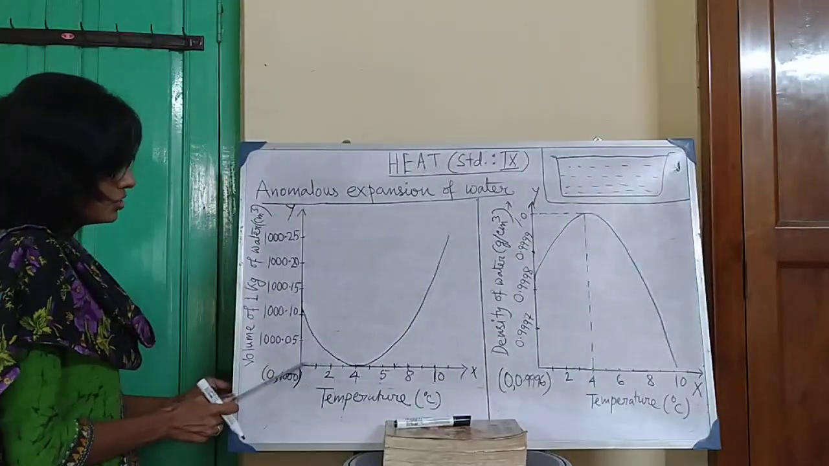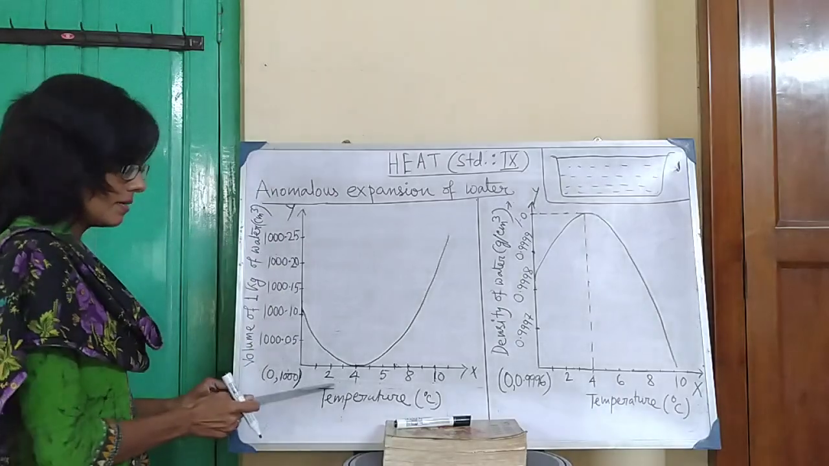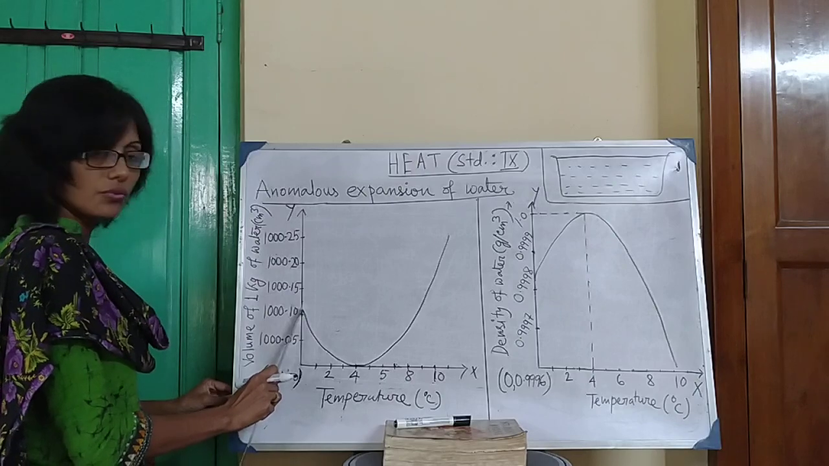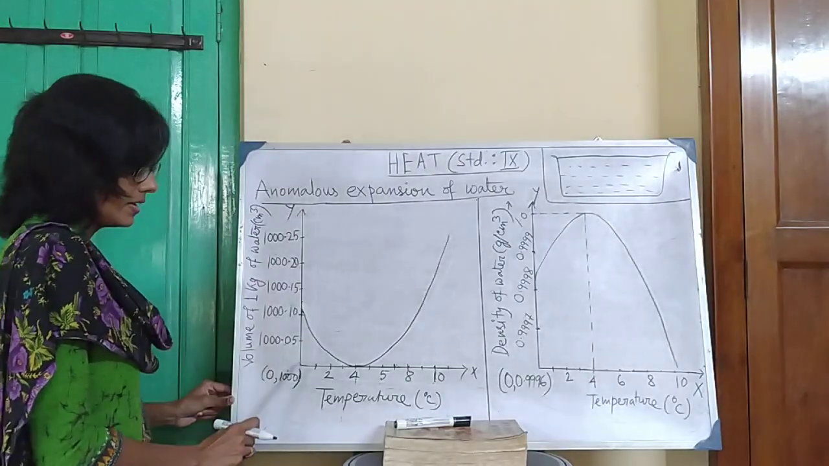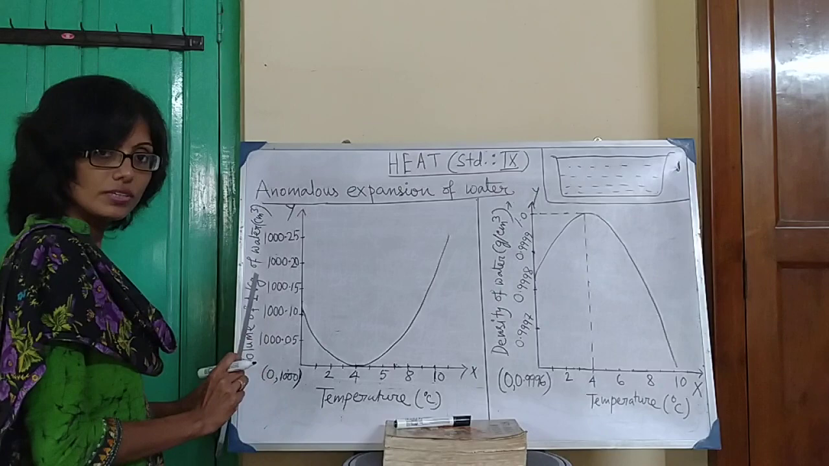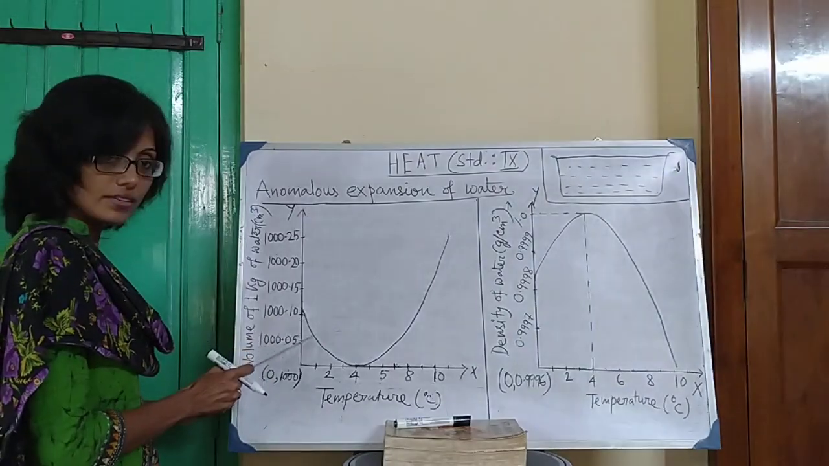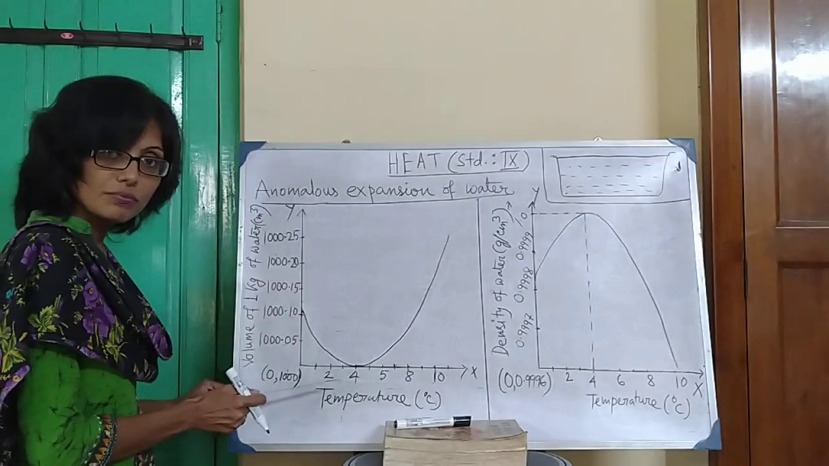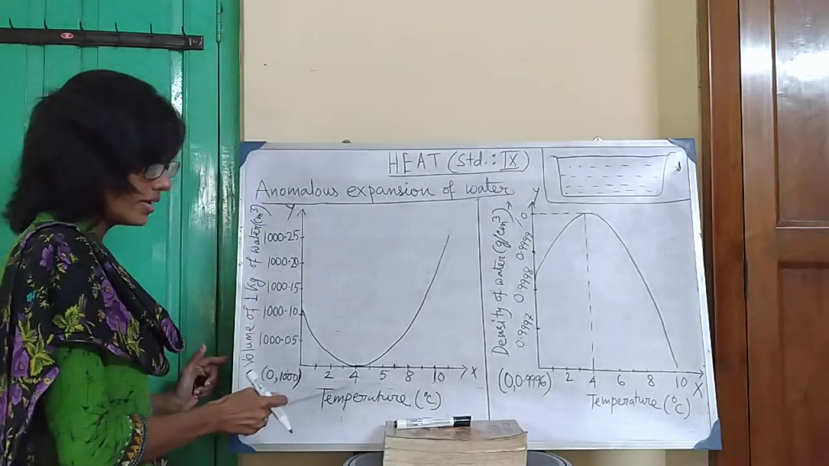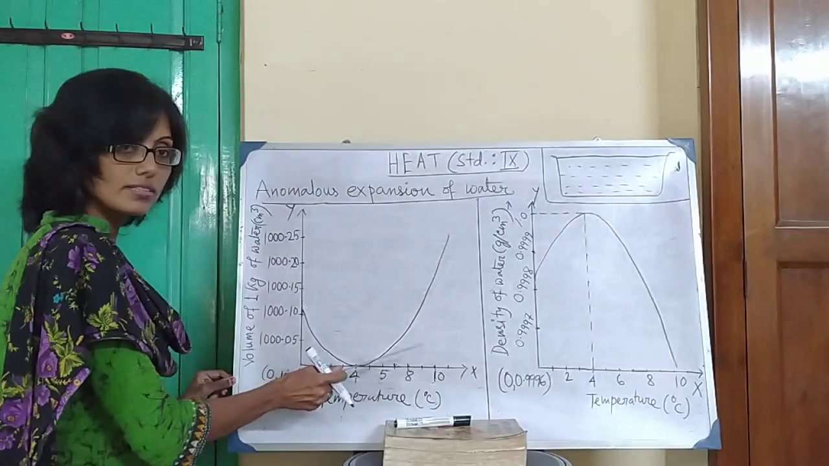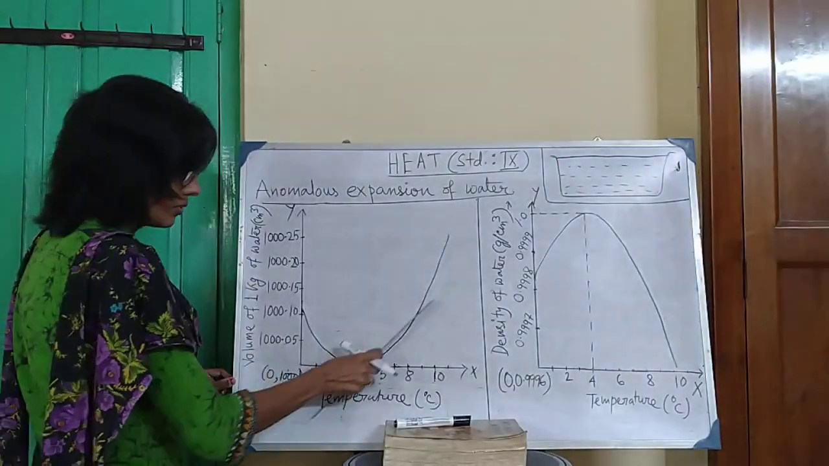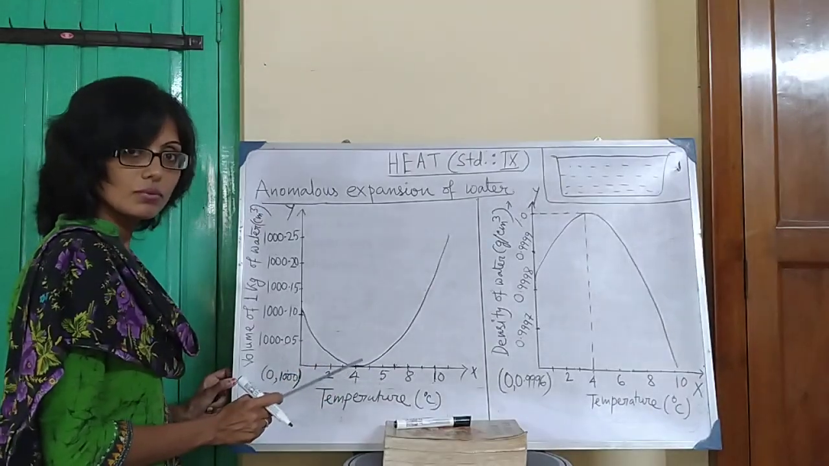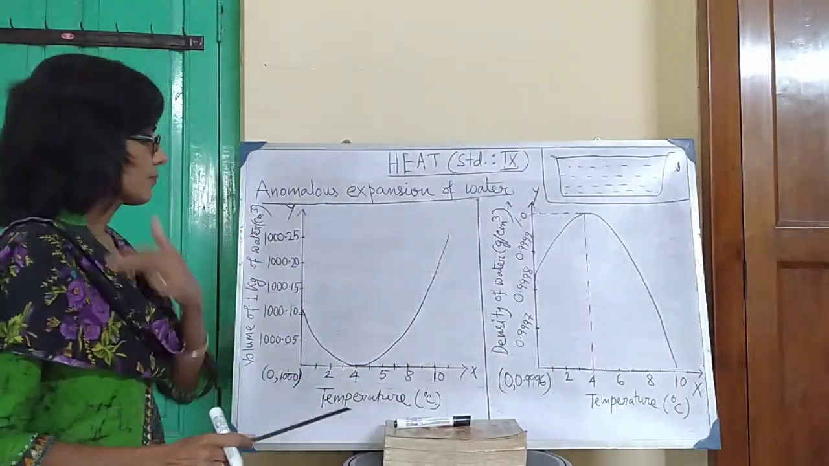0 degree to 4 degree, temperature is increased. At 0 degree centigrade, the volume of water is here. Temperature is increased from 0 degree to 4 degree, volume is decreased. At 4 degree centigrade, the volume of water is minimum. If we again increase the temperature beyond 4 degree centigrade, the volume of the water increases with the increase in temperature. Okay, go to the next graph.